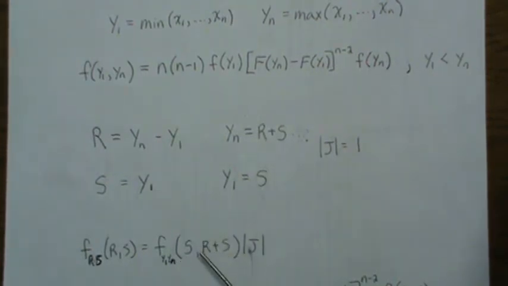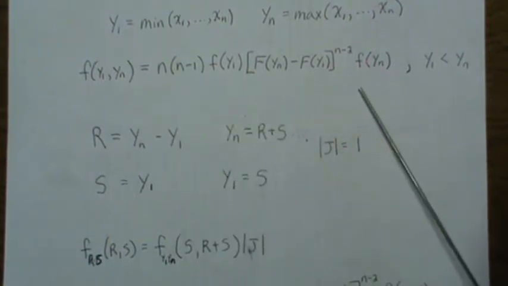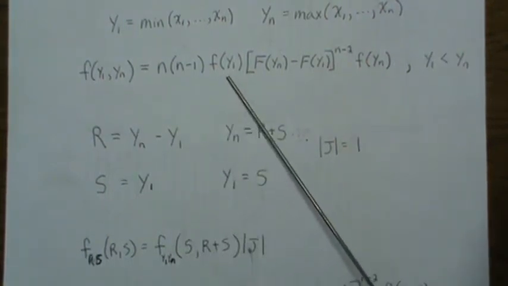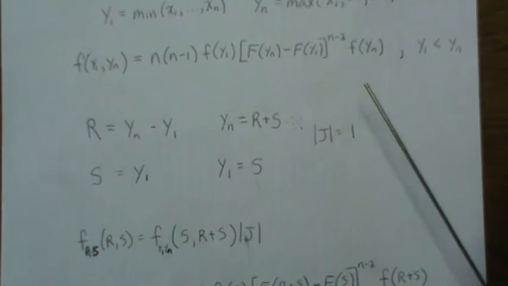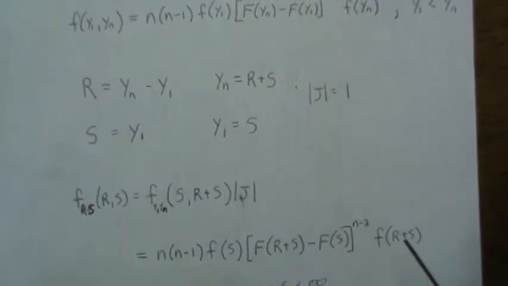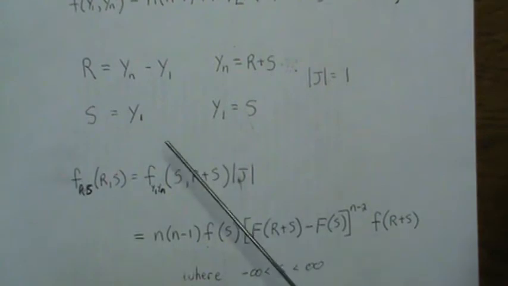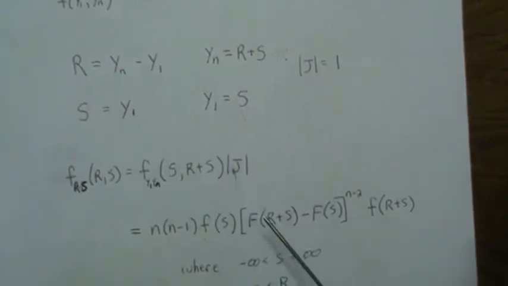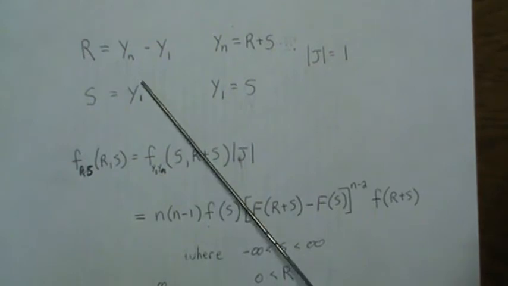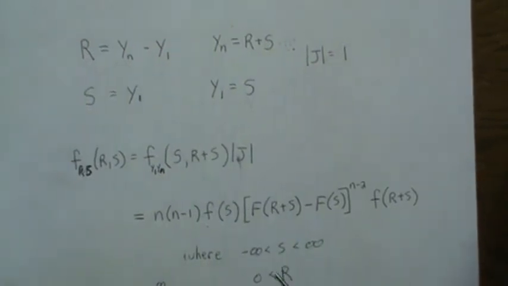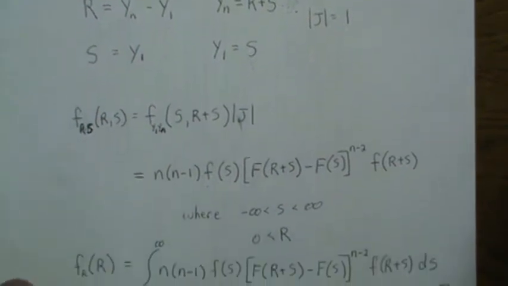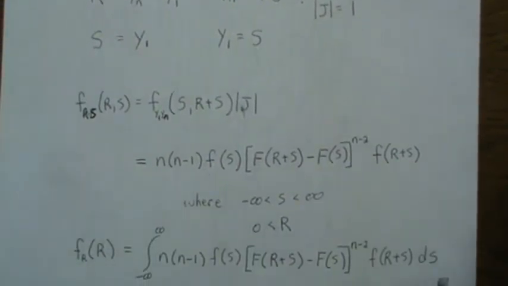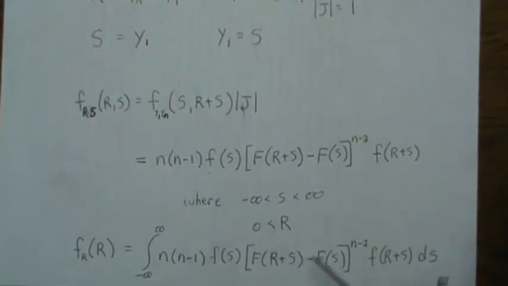So here's our joint density. Then we're going to plug in S for y1, and we're going to plug in R plus S for yn. And that gets us this. And note that S goes from negative infinity to infinity, but R must be positive because y1 is always less than yn. So R is positive. Now that we have the joint distribution, we need to integrate out S, which then gives us this. So we take our joint density and integrate out S.